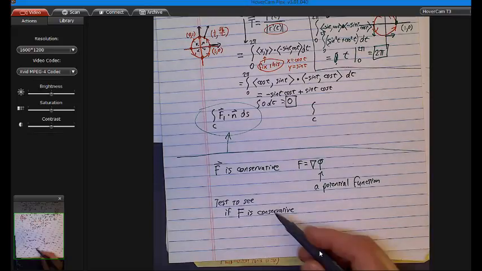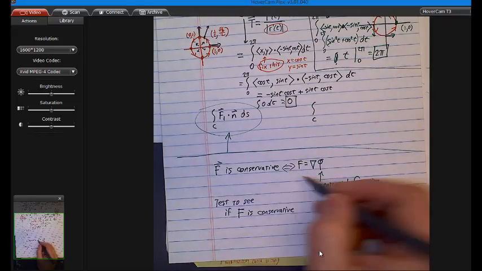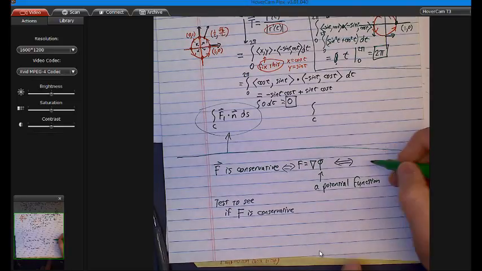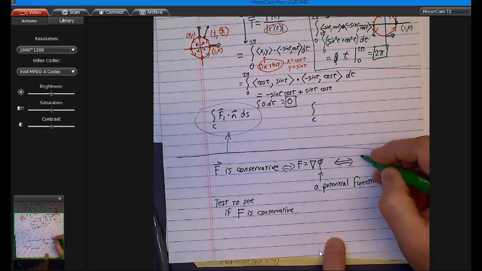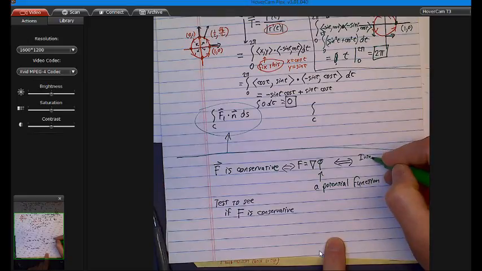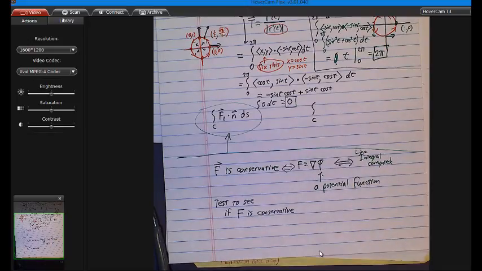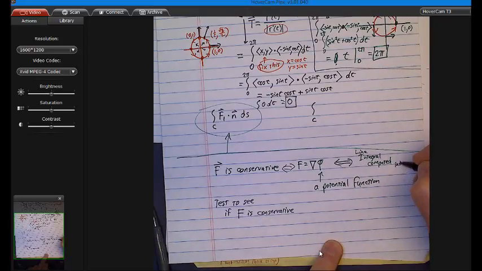But conservative meant that there is a potential function, but it also meant one more thing, which is an important idea, and that meant that the integral, the line integral, can be computed, and here's the phrase we used last time, independent, yes, of path.